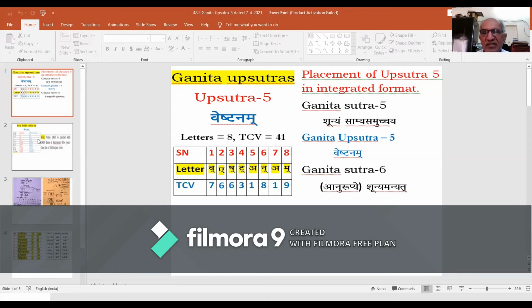Now, it is this distinctiveness which is leading us to osculators, Vestanam, Upsutra 5. The bridging is being supplied here by Upsutra 5. Upsutra 5, as the osculators domain, is providing bridging for the gap between the mathematical domains of Ganita Sutra 5 and Ganita Sutra 6. Let us have a pause.